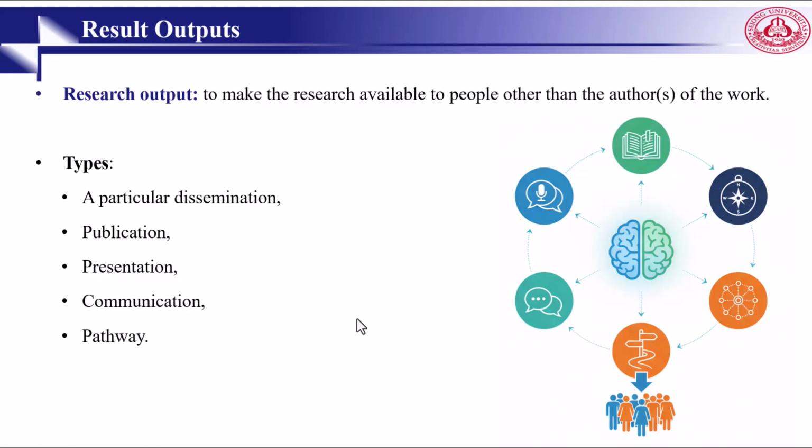So first, let's start by understanding what we mean by research output. Essentially, research output refers to the way we make our research available to others, beyond the authors themselves. Research output typically represents the means through which our findings, ideas, or innovations are shared with the wider academic and professional community. There are several types of research output, and each serves a unique purpose in disseminating knowledge. Outputs include dissemination pathways such as publications, presentations, and communications. All of such outputs act as channels for sharing our scholarly contributions. In simple terms, these are the different ways our research reaches the world and creates impact.